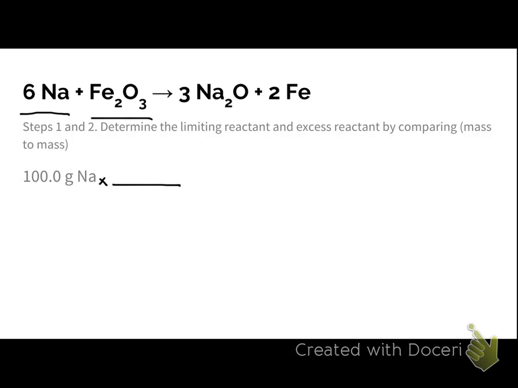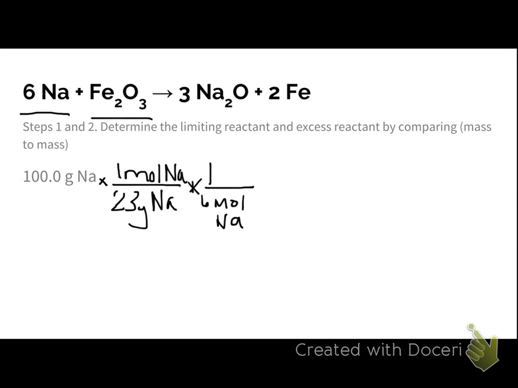So 100 grams. Now we want to go to moles of sodium. So 1 mole of Na, using your molar mass, 23 grams of Na. Now we're in moles of sodium. Now we have to use that mole ratio. 6 moles of Na, using that up here, this ratio, to 1 mole of Fe2O3.